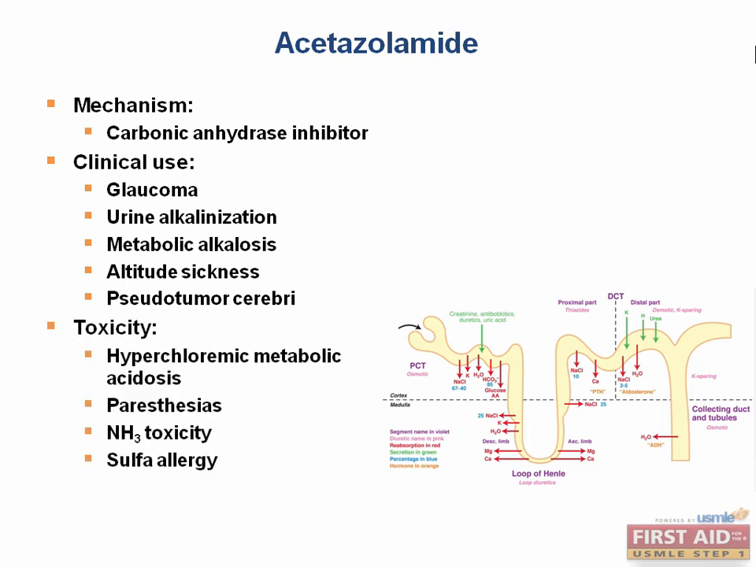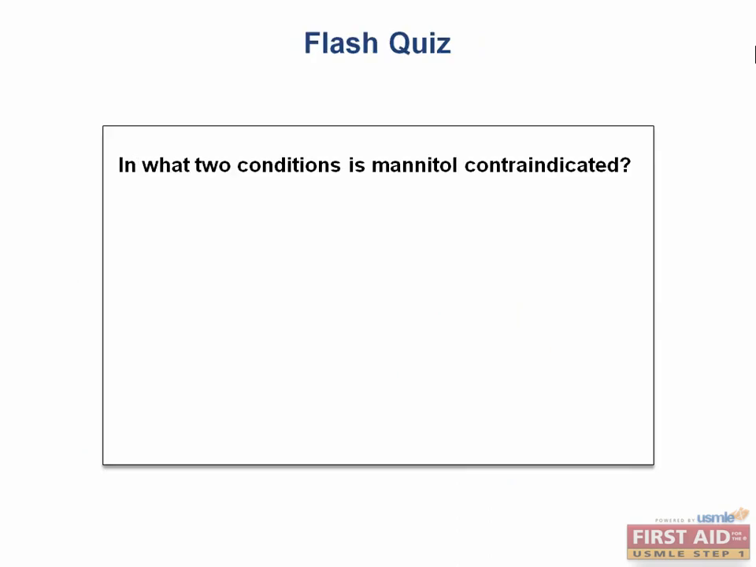The main toxicity of acetazolamide is metabolic acidosis due to the loss of bicarb in the urine. And it can also cause paresthesias, ammonia toxicity, and a sulfa allergy because of its sulfa origin. Flash quiz. In what two conditions is mannitol contraindicated? Anuric renal failure and congestive heart failure. Remember that if mannitol builds up, it can pull water out of cells, causing interstitial edema, which would be dangerous for an anuric patient or a patient with CHF.